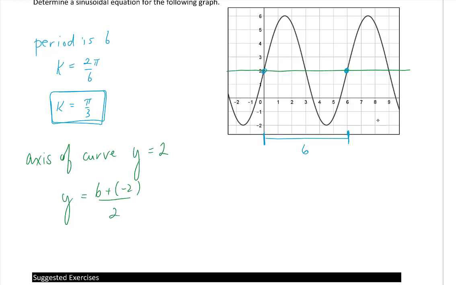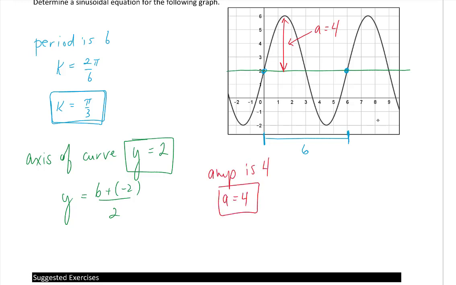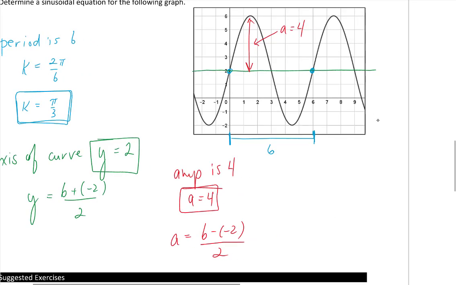Again, the amplitude we can see in the graph. That goes from 2 to 6, so we have an amplitude or an A value of 4. And if we wanted to find that without graphing, A value is the max minus the min, so 6 minus negative 2 divided by 2. And finally, our phase shift.